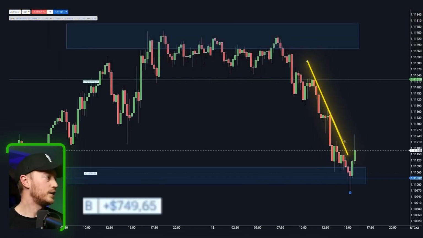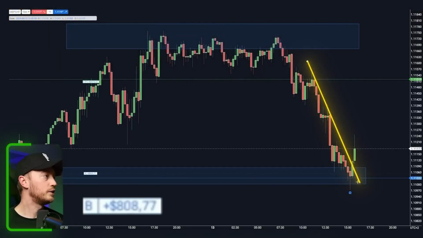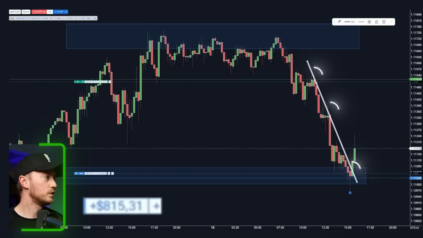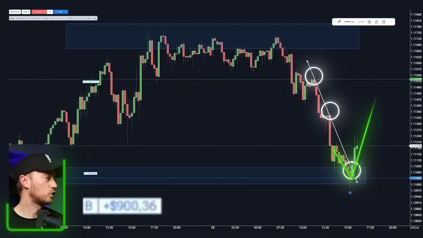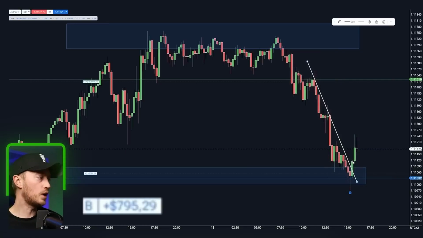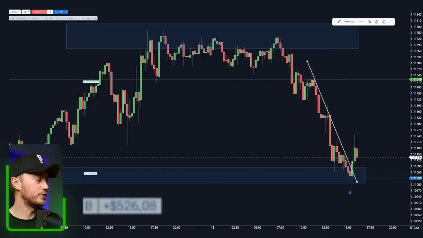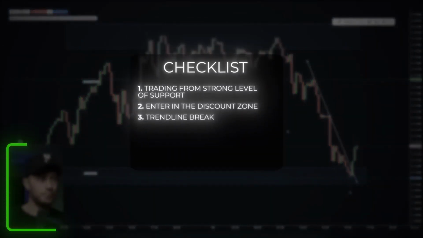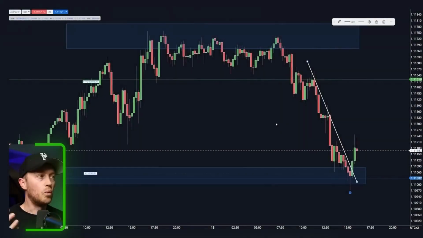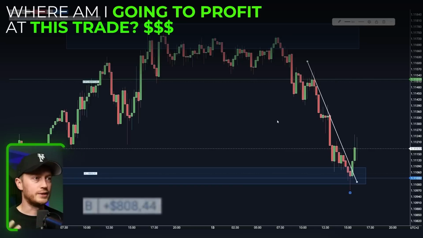You can see I have a trend line on this trade right here. We have a touch at this level here, a touch here, another touch, and a break here with a candle close. When that candle closes, you've got to start feeling pretty good about this trading position. So that third step is your trend line break. And after that, I'm starting to think, where am I going to profit at this trade?